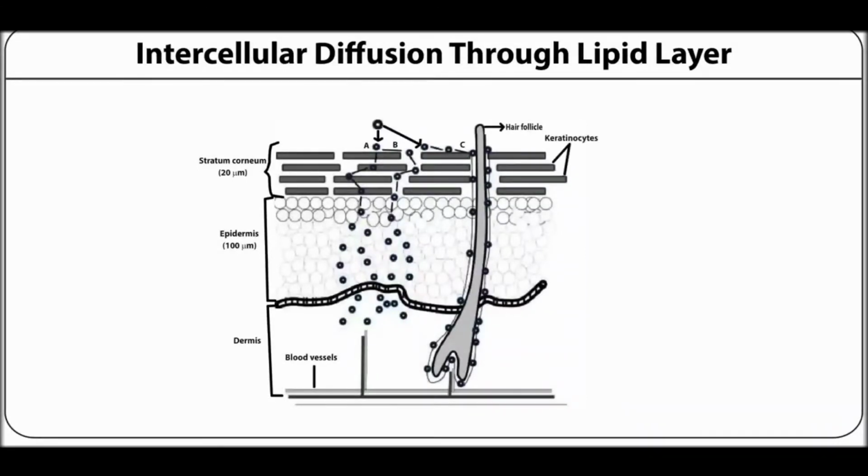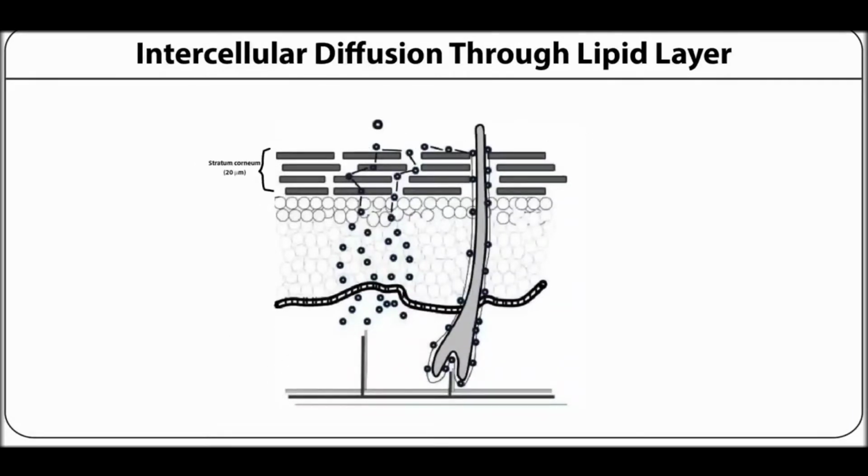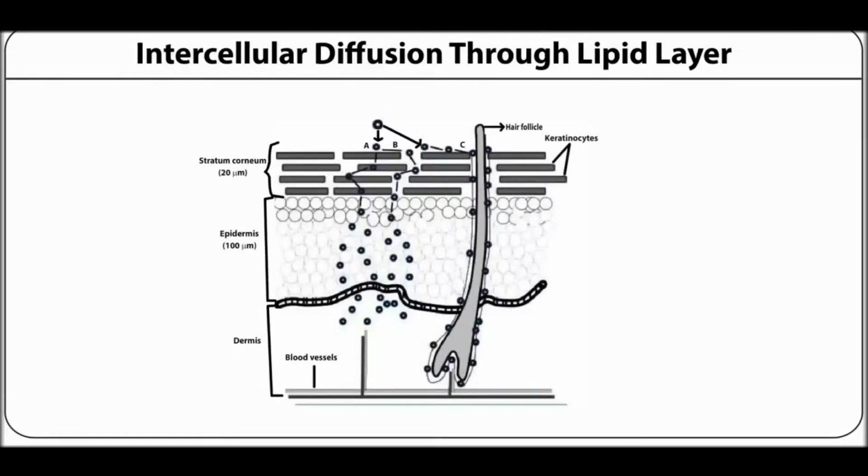The skin physiology primarily suggests three possible pathways by which the drug is passively diffused across the skin and deep into the blood circulation. The diagram in front of you proposes these three mechanisms. The first one, as obvious in the diagram, is the intercellular diffusion through the lipid layer, followed by the transcellular diffusion through lipid bilayer and keratinocytes. And the third mechanism proposed is diffusion through the hair follicles and the sweat ducts.